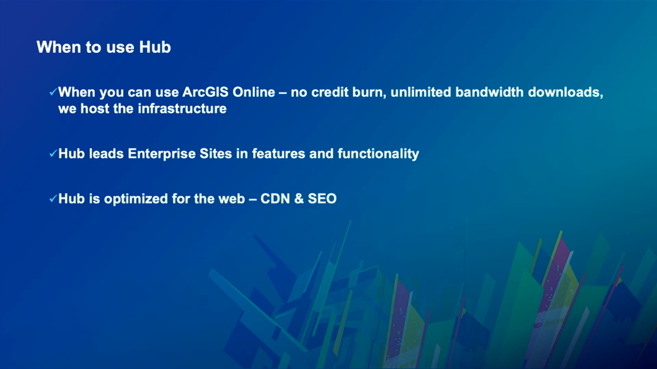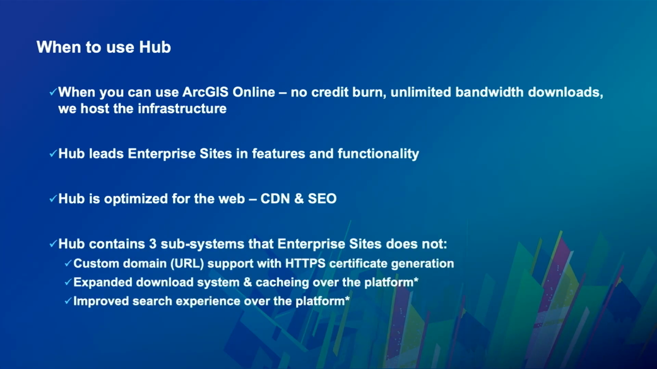Hub's also optimized for the web. Any image we give you is put in Amazon's content distribution network. Is that right? CDN? I don't know what CDN means. But it makes the images fast. And we spend a lot of effort to optimize for search engines so that your public sites can be found on Google.